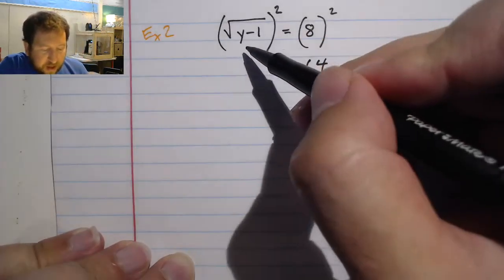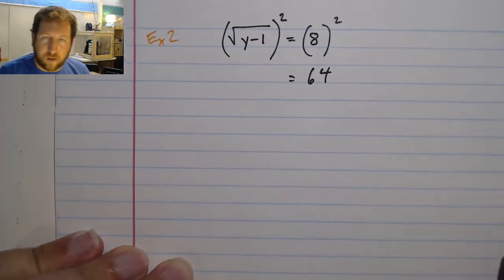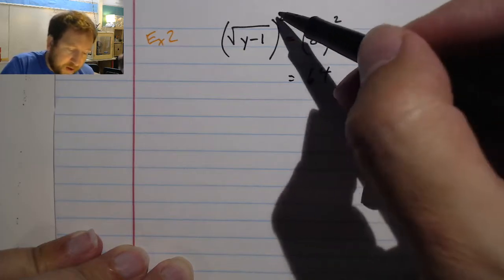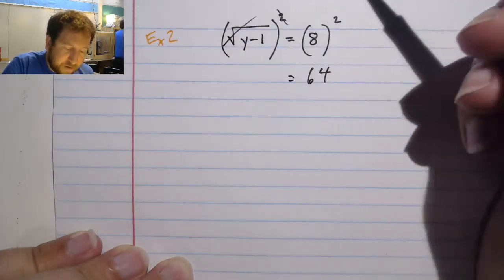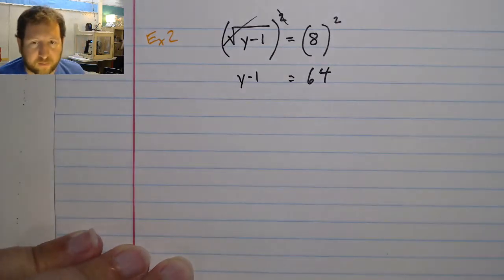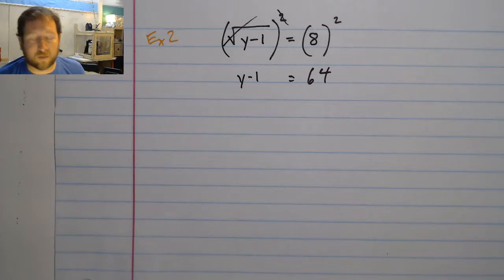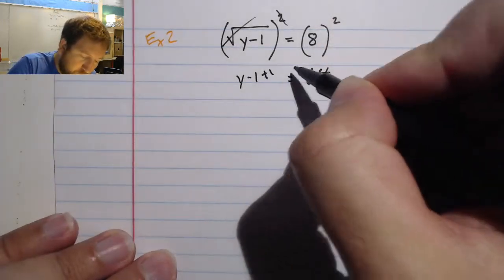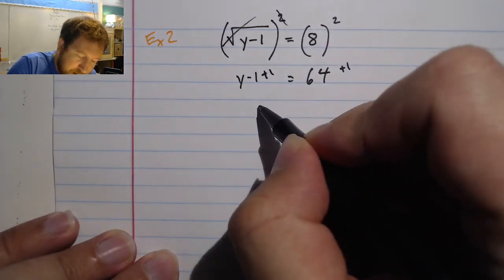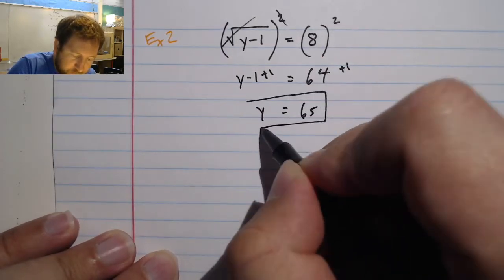And on this side, the square root of y minus 1 squared, all it does is cancel out. So I can cross out my squared and I can cross out my radical. So it's going to give me y minus 1. And I have y minus 1 equals 64. Well, now I can just use simple algebra to solve this. I'm just going to add 1 to both sides. And I have y equals 65.